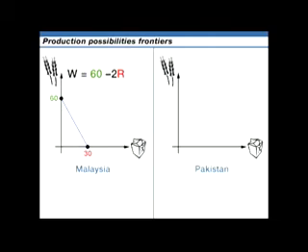Here's the formula for Malaysia's production possibilities frontier. Wheat is equal to 60 minus 2 times the amount of rice that Malaysia produces. I'll move this equation now over to the board, and you can see that the equation is what I've drawn here in this diagram, that the vertical intercept is at the point of 60, the maximum wheat production that Malaysia can turn out if it uses all 60 of its workers to produce wheat.